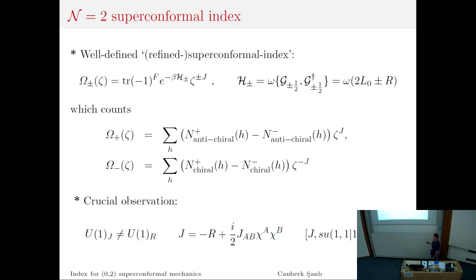Whether this has some deep physical meaning or not, like if we want to interpret this in terms of higher dimensional superconformal field theories, that's an interesting question. So in the end, this is a well-defined count of the spectrum of a theory that realizes the SU(1,1|1) algebra. And then how do we do that? We just write the index as a Euclidean path integral and apply the standard tricks of supersymmetric localization, and then we can obtain the most general result.